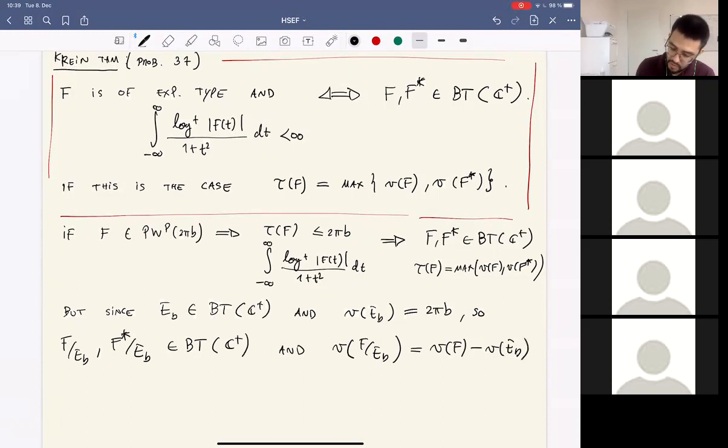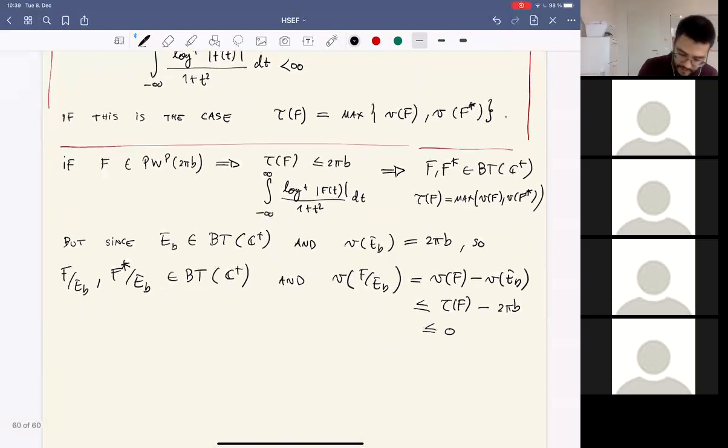Okay, but we know that this is less than or equal to the type of f, because the type is the maximum of both, and this is 2 pi b. So the type is less than or equal to 2 pi b, so this is less than or equal to 0. And similarly, this thing is less than or equal to 0. Okay, so therefore we conclude that f belongs.